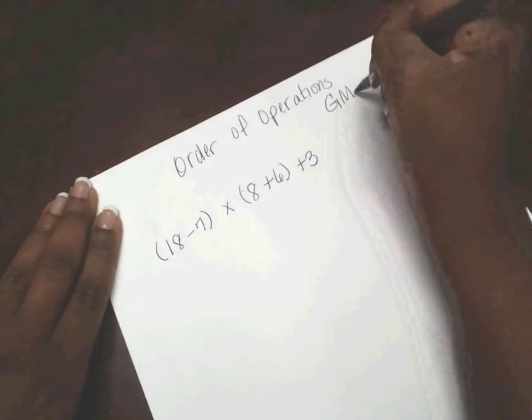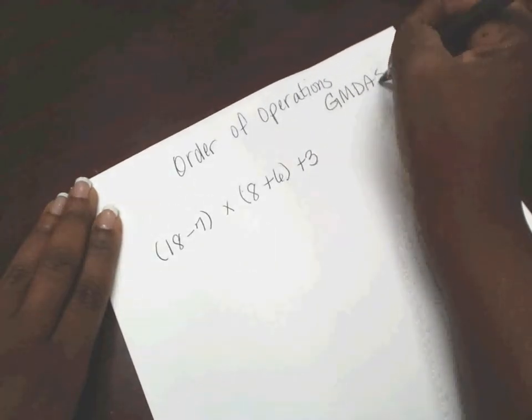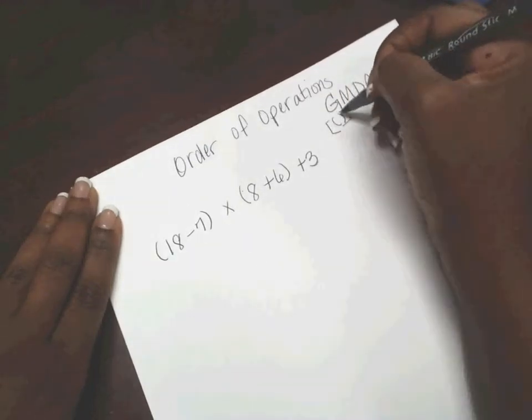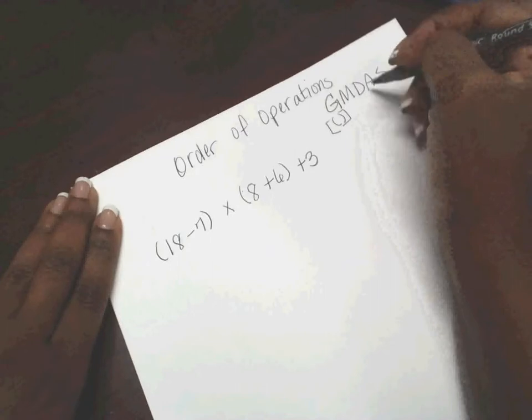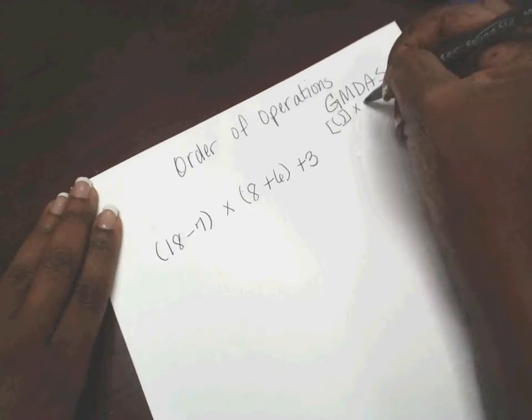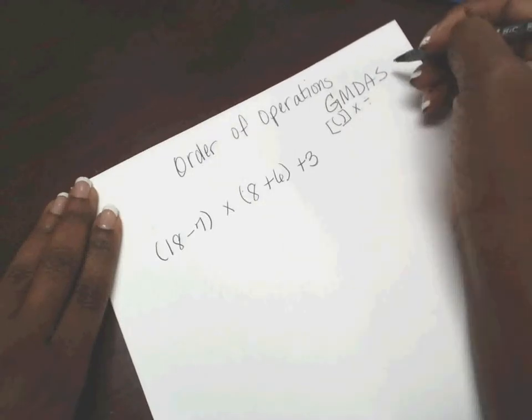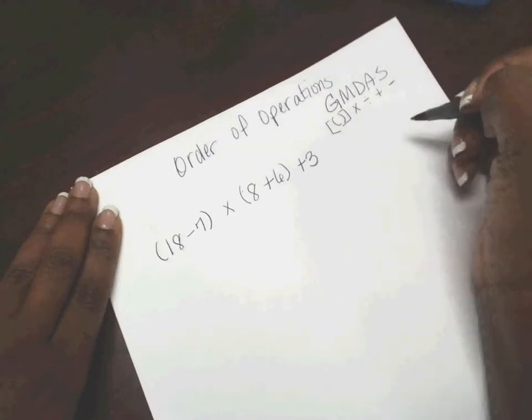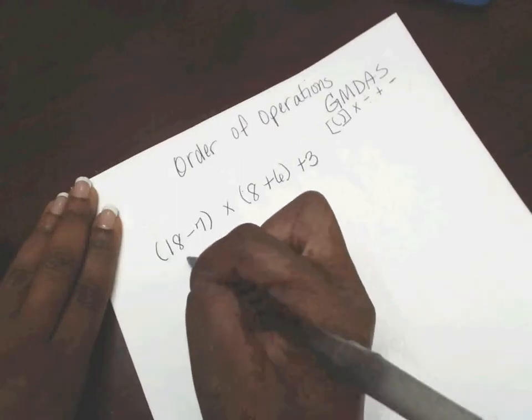And what we do is called GEMDAS, which is groups, which are your brackets and your parentheses. Your parentheses would be done first, and then next your brackets. And then multiply or divide, whichever one comes first, left or right. And then add or subtract, whichever one comes first in your expression from left to right. Okay? I'm going to start here.